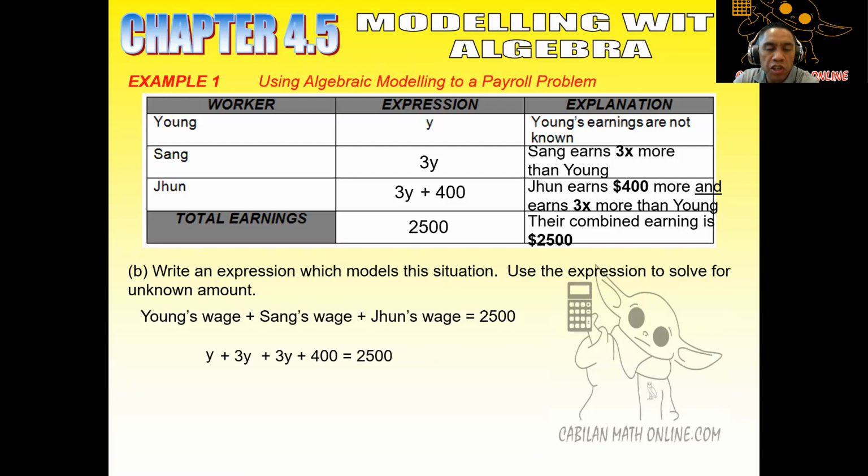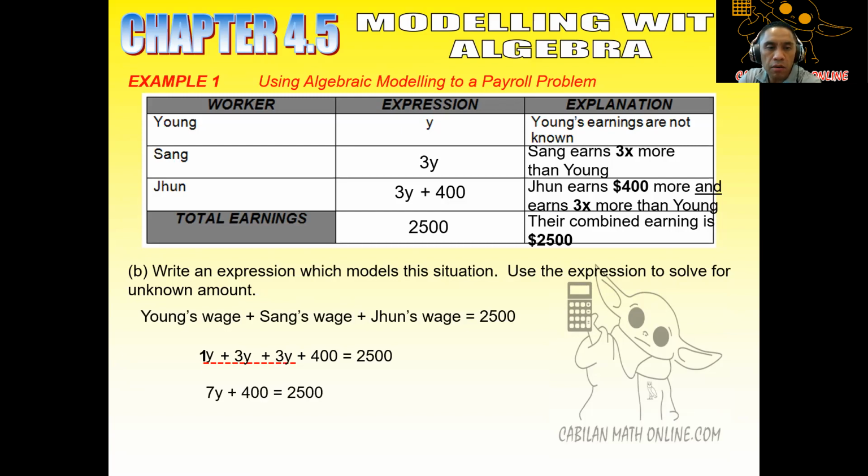Now that we have an expression, all we need to do here is simplify and solve. So remember that to simplify an expression, the first thing we need to do is to gather the like terms, starting off with the variables. If you take a look at the left side there, we have the y, the 3y, and another 3y. And don't forget, the y on its own has a 1 attached to it. So when I add the 1y plus 3y plus 3y, this will give me 7y plus 400 equals 2,500.